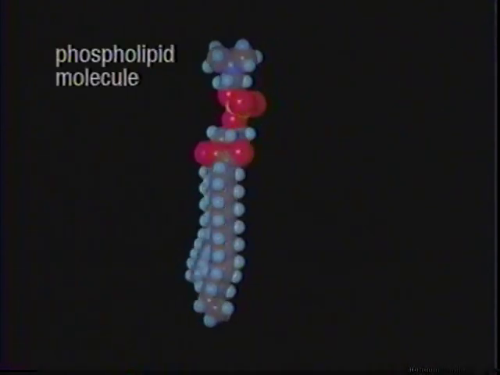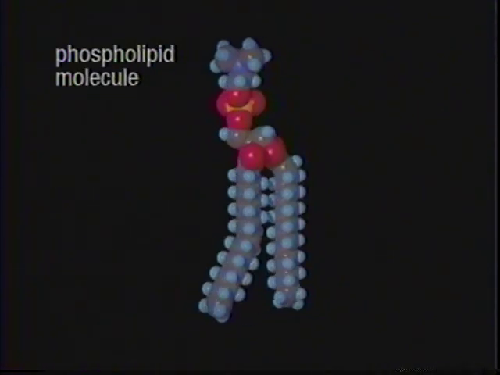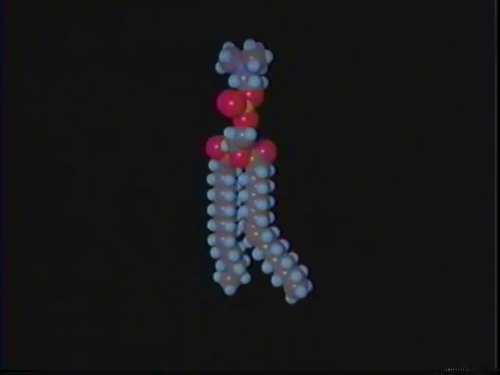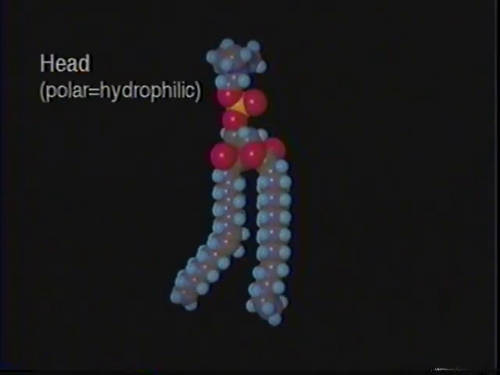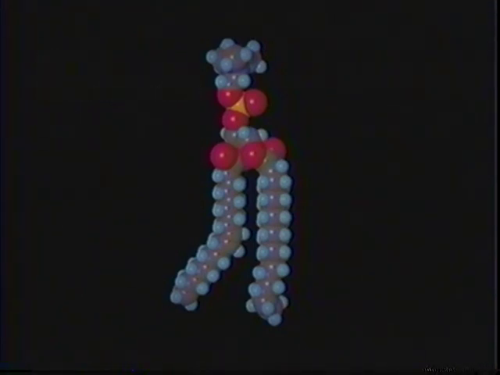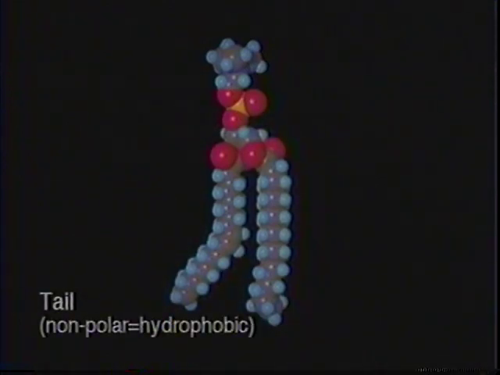Each phospholipid molecule has a polar head and a nonpolar tail. The phosphate-containing head is hydrophilic, or water-loving, because its polar structure is attracted to water molecules, which are also polar. The fatty acid tail is hydrophobic because it is nonpolar and repels water molecules.